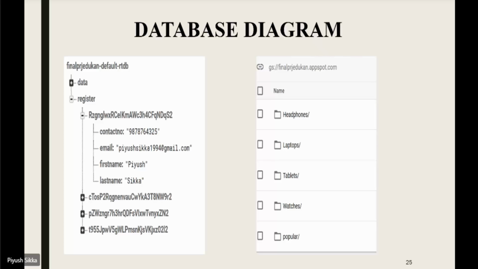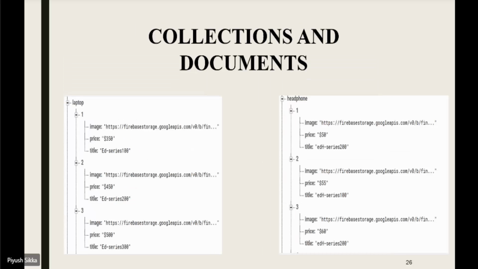So here is the database diagram. Firstly, we are storing the user data, then the register, and then the different fields: contact number, email, first name, and last name. We are using UUID over here, and we are using the storage also. Then there are the collection and the documents.